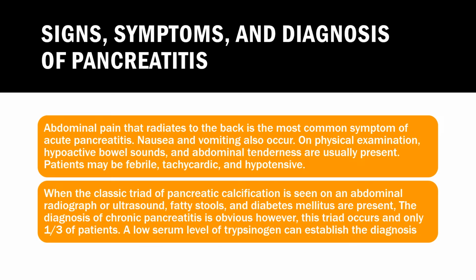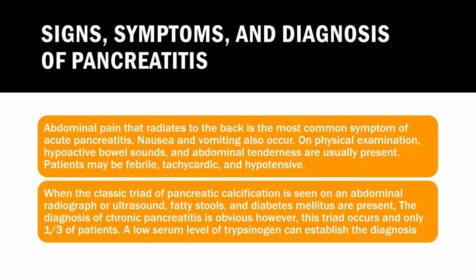Signs, symptoms, and diagnosis of pancreatitis. Abdominal pain that radiates to the back is the most common symptom of acute pancreatitis. Nausea and vomiting also occur. On physical examination, hypoactive bowel sounds and abdominal tenderness are usually present. Patients may be febrile, tachycardic, and hypotensive.